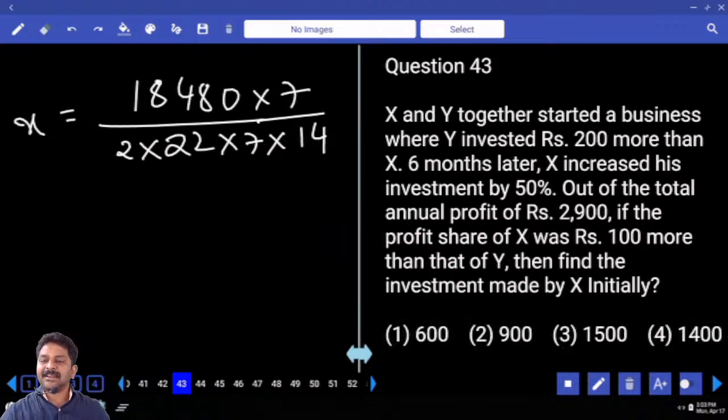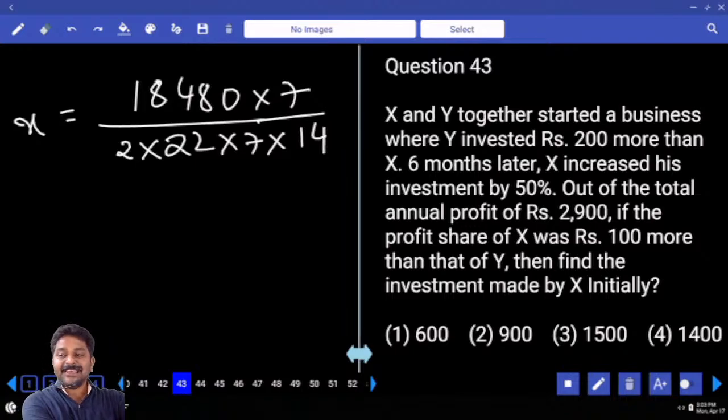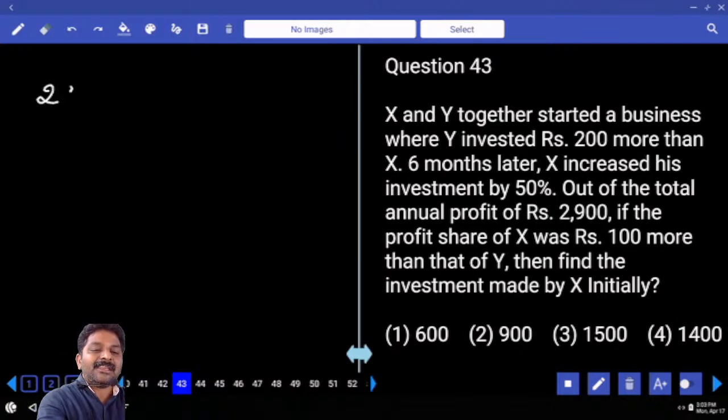X and Y together started a business where Y invested 200 rupees more than X. 6 months later, X increased his investment by 50%. So X is changing his investment and increasing by 50%. 50% is half only. So I'll start taking X's investment as 2A, but not X, because when you calculate 50%, if you start with X, you'll get decimals. And I don't like decimals.